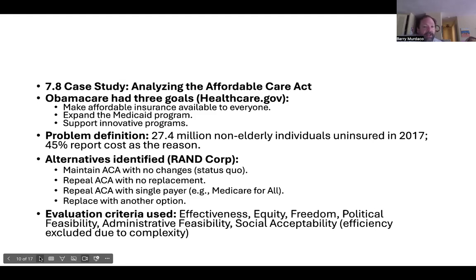Expand the Medicaid program, they also regard as a failure, even though it did succeed in many states. Of course, they cite 14. I think since then it's changed to about 10 states that have not expanded Medicaid. So that's, I guess you could say, a partial success at least.